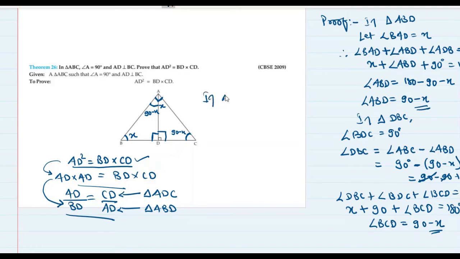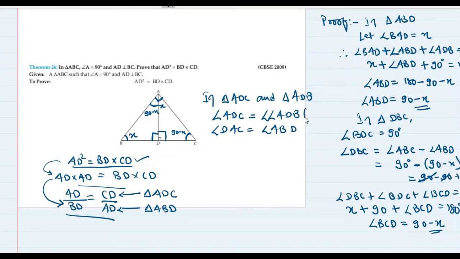So in triangle ADC and triangle ADB, in triangle ADC, angle ADC is 90. Which angle is 90 in triangle ADB? Angle ADB. In triangle ADC, angle DAC is x. Which angle in triangle ADB is x? Angle ABD. Right? So this is both 90 degrees, this is both x.